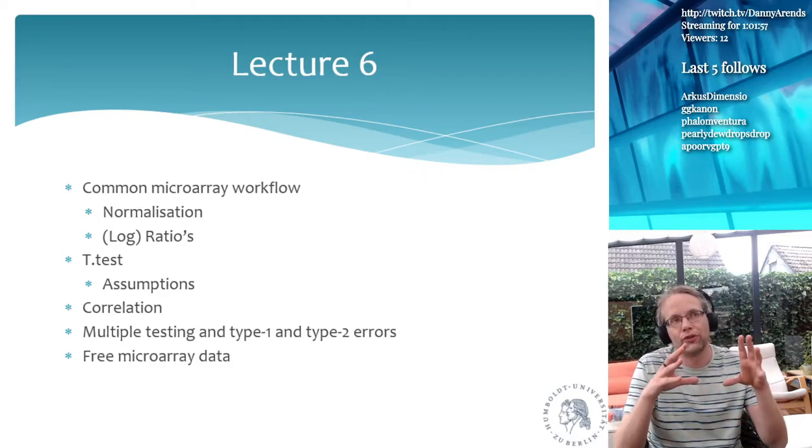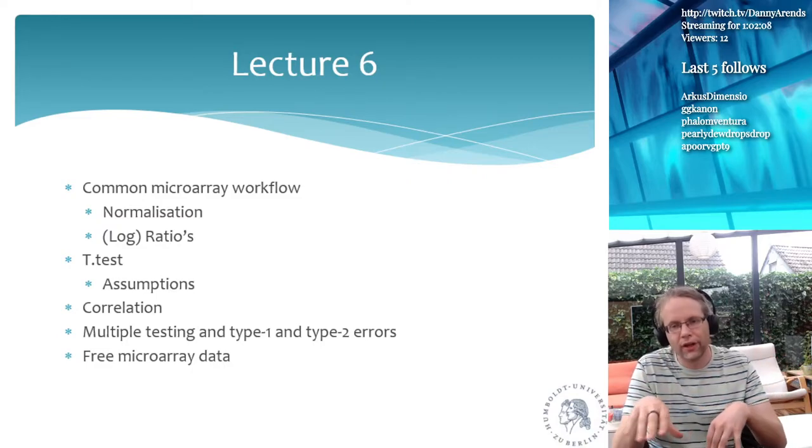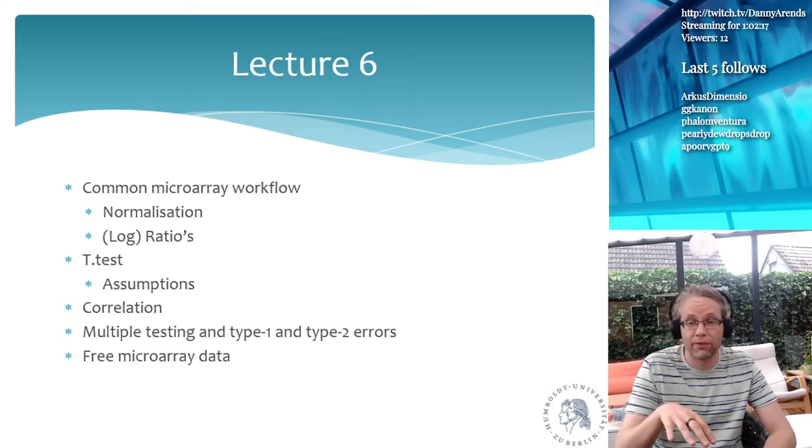Type one errors are when you say that something is different while it is not, while a type 2 error is when you say that something is not different while it is. Anyway, just look it up on the slides. Type 1 and type 2 errors, know the difference. Type 1 errors can be prevented using Bonferroni correction. Type 2 errors can be prevented using Benjamini-Hochberg correction.